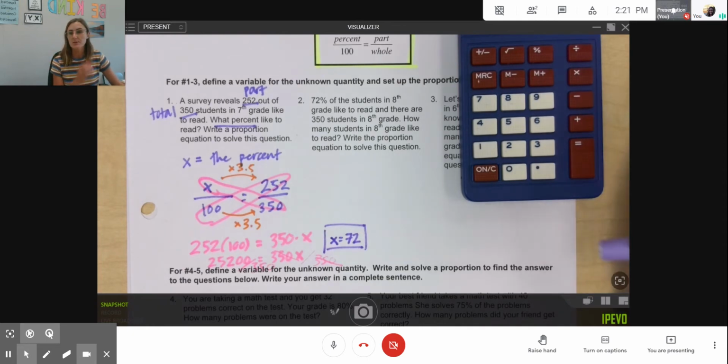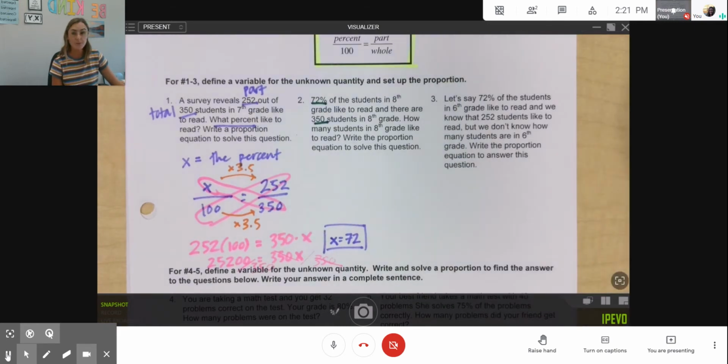So if we're going to go to number 2, it says 72% of students in 8th grade like to read, and there are 350 students in 8th grade. How many students in 8th grade like to read? Write the proportion equation to solve this question. You might notice something similar here. So let's go ahead and set up this proportion. I would pause the video and try it yourself first.